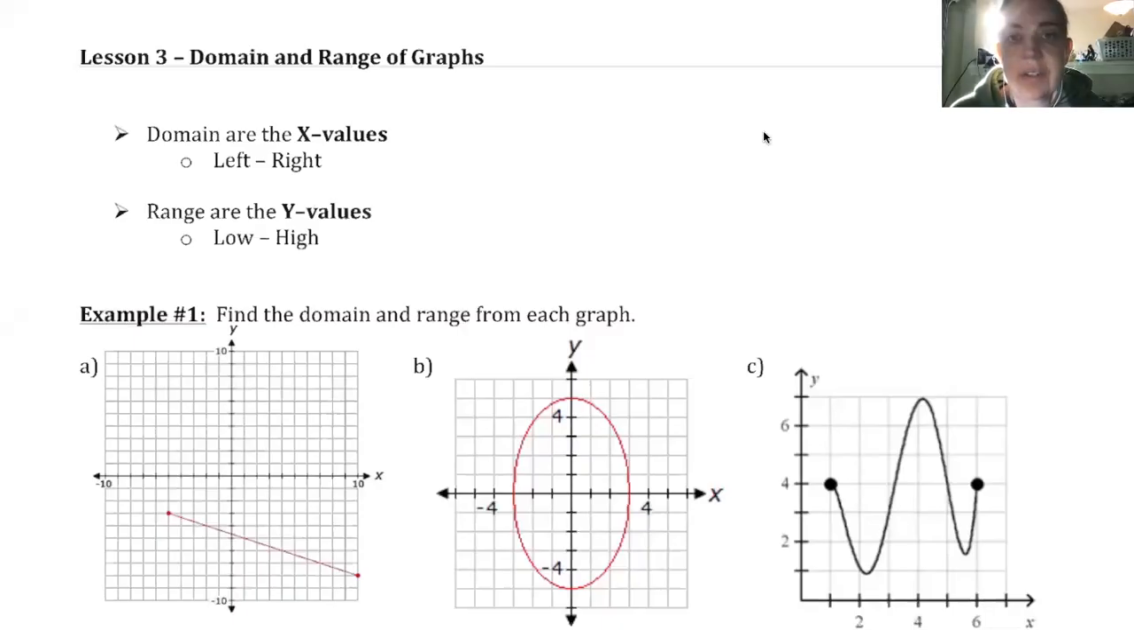Hey, good morning, algebra students. Apologize for the sun through the window there. Can't do much about that right now.